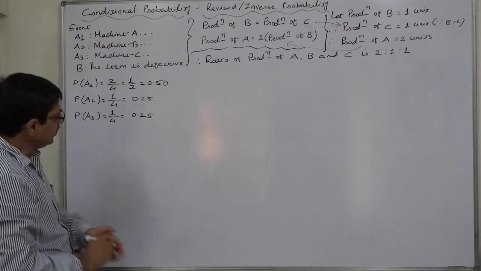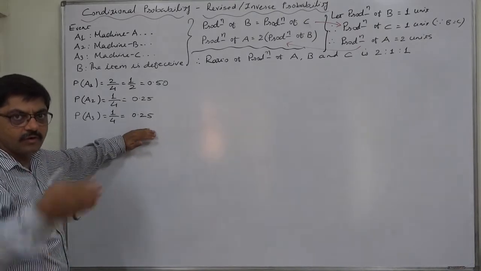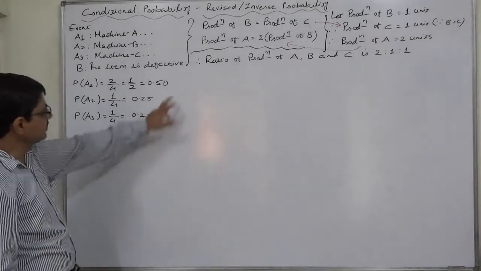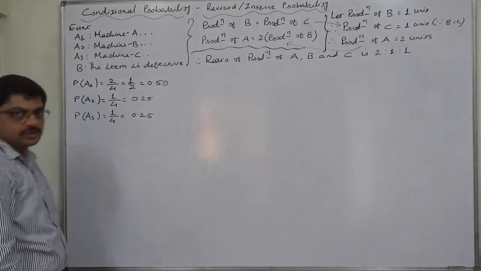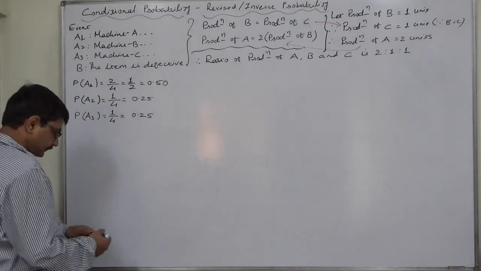And since there are only 3 machines and an item can be manufactured on one machine only, that means these 3 are mutually exclusive and exhaustive cases. No 4th machine is there. That's why they are exhaustive events.